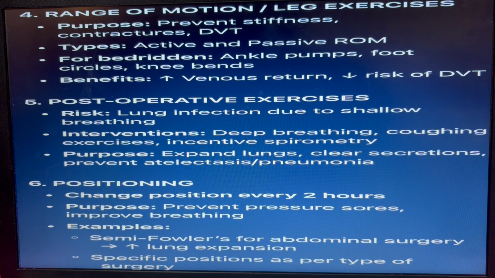Okay, leg exercises are very important for bedridden patients. Simple ankle pumps help blood return to the heart and prevent clots. Breathing exercises must continue. Post-op incentive spirometry helps the patient take deep breaths. Positioning every 2 hours is mandatory. It prevents bed sores and improves lung function. For abdominal patients, semi-Fowler position is best because it reduces pressure on the incision and helps breathing.